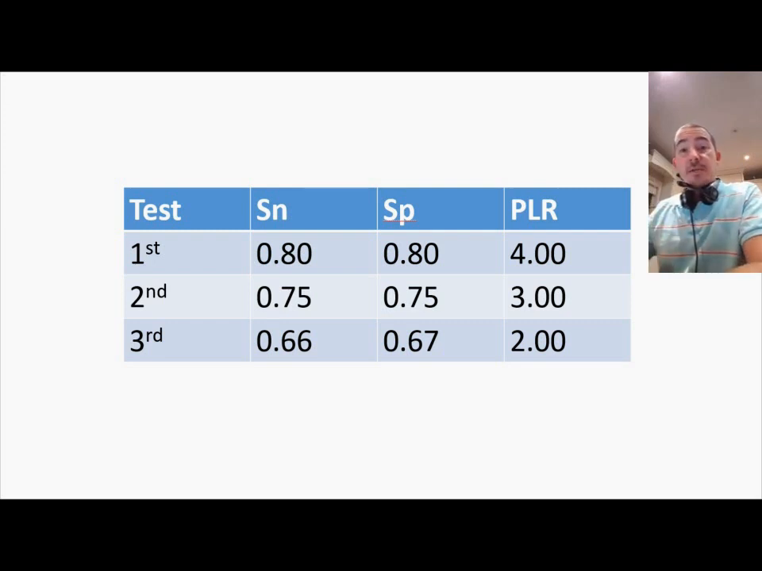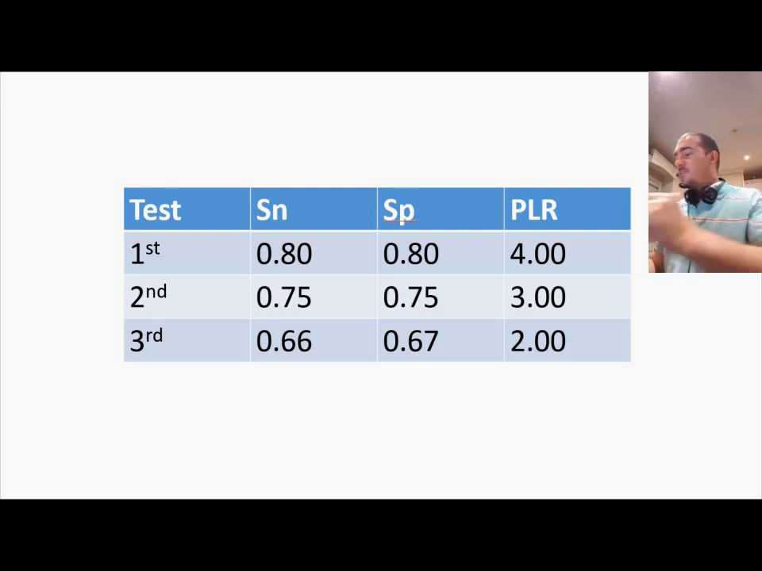Then let's imagine we've got a second clinical test. This one's more modest. Its sensitivity and specificity are both 0.75. Probably somewhat realistic for an individual clinical test that we might use. And again, we can calculate a positive likelihood ratio of 3. And then finally, we've got a third clinical test. This one's somewhat equivocal. We're not super excited by it. Sensitivity of 0.66, specificity of 0.67, which is basically 2 of 3 on both of those. And there the positive likelihood ratio is 2.